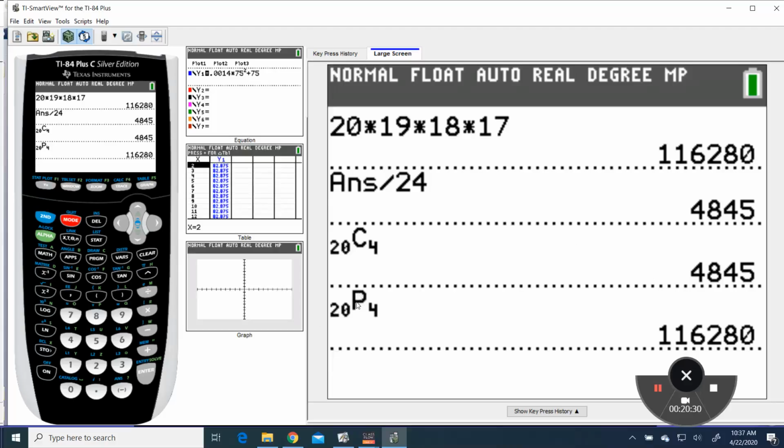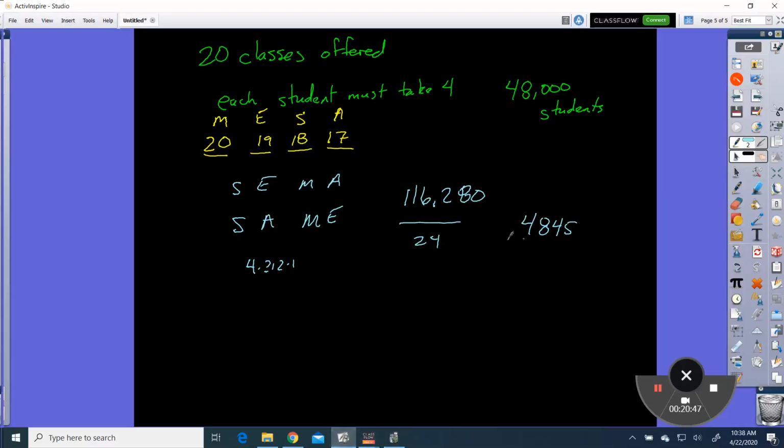This is when the order matters. We're saying that SAME was not the same as MESA. And so we're saying there's a lot more choices, or if we say they are the same, there's this many choices, okay? So 4,000. It depends on which one we're talking about, how you interpret that question. If we say that these are all different schedules, then there's that many.